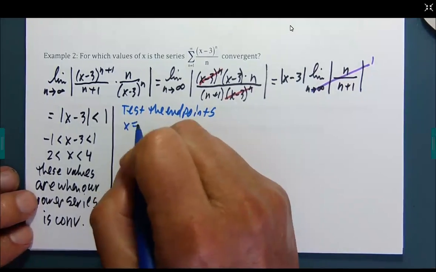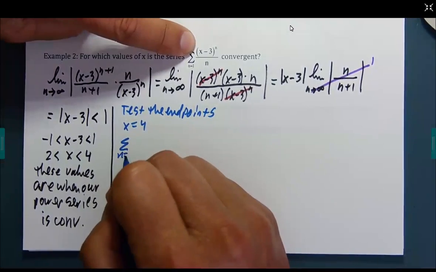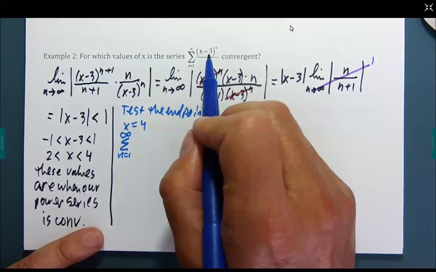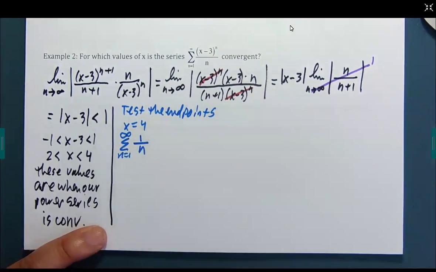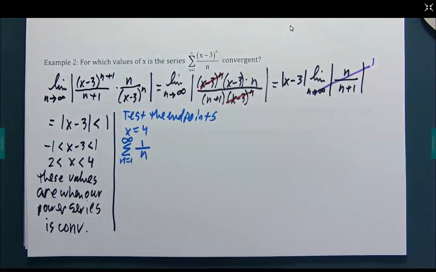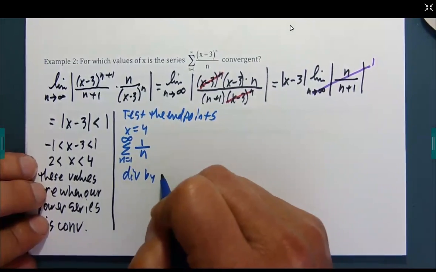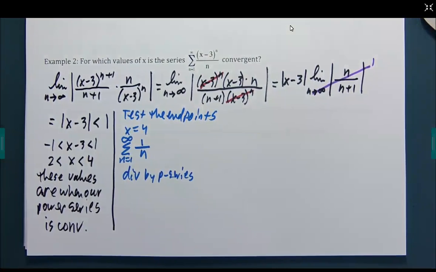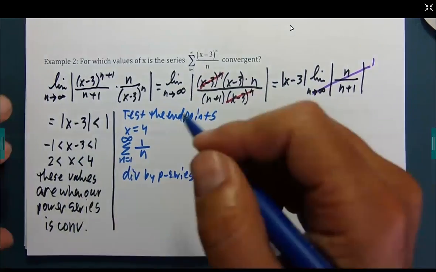So at x equals 4, now I'm back to here. Now here's the problem. 4 minus 3 is 1. 1 to any power is always just 1. So that n is now irrelevant. And this is a p-series. It's specifically a divergent one. So what we have is that we are not going to include 4.